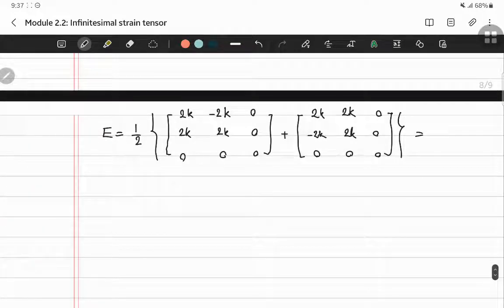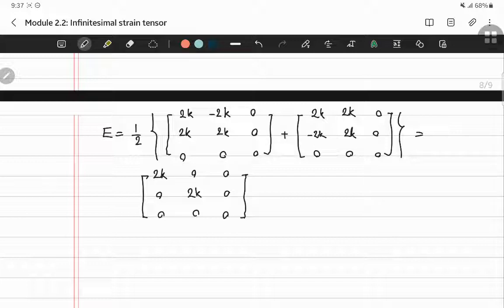Therefore, it's equal to this plus this: 2, 4, 2k. This is 2k, 0, 0. The rest are 0. So we see that we have this elongation for E11 and E22, and we see that we don't have any kind of shear strain or any change in, let's say, the angle, but this is with the assumption that we have infinitesimal strains.